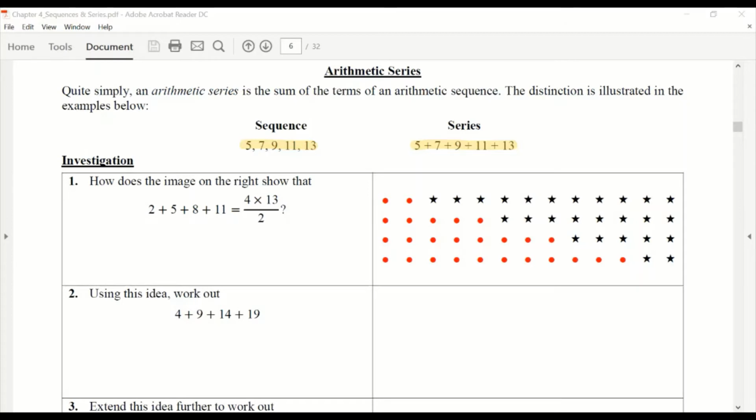Okay, so you've had a go at hopefully representing these sums as patterns. Now, if we look at the first investigation, we have the sum of 4 terms here. Okay, so we have 4 terms. That might be important. I'm just going to write that down. So we have 4 terms.